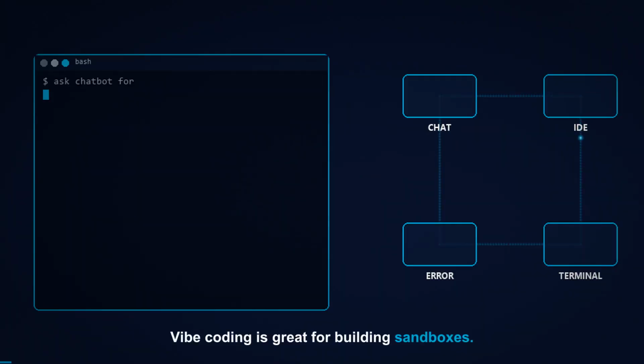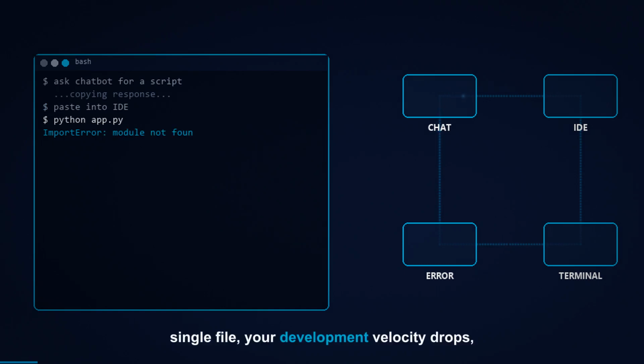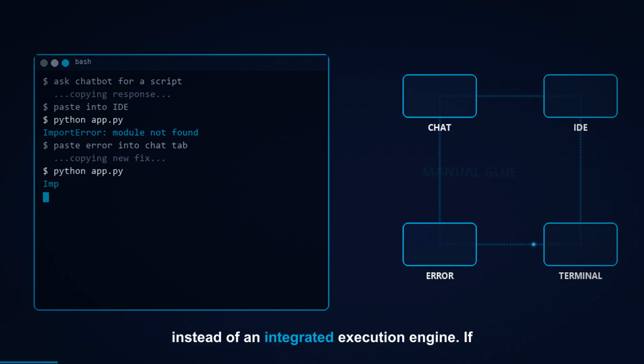Vibe coding is great for building sandboxes. It's terrible for building production software. When your project scales past a single file, your development velocity drops because you're treating the AI like an oracle instead of an integrated execution engine.